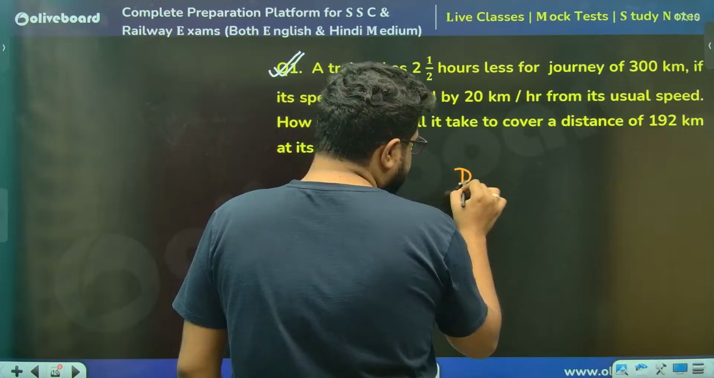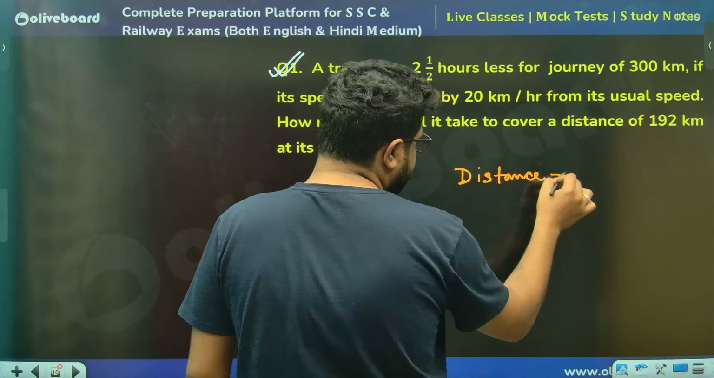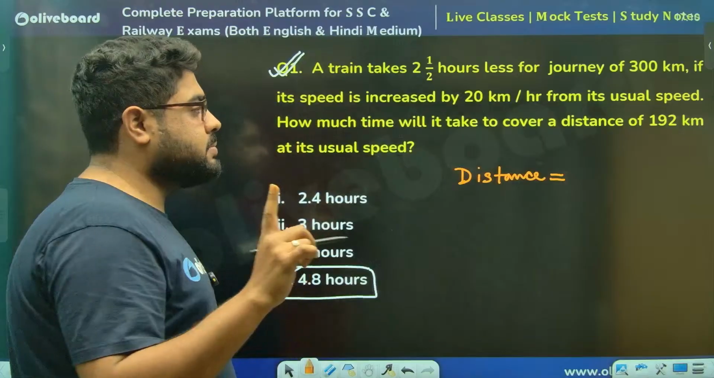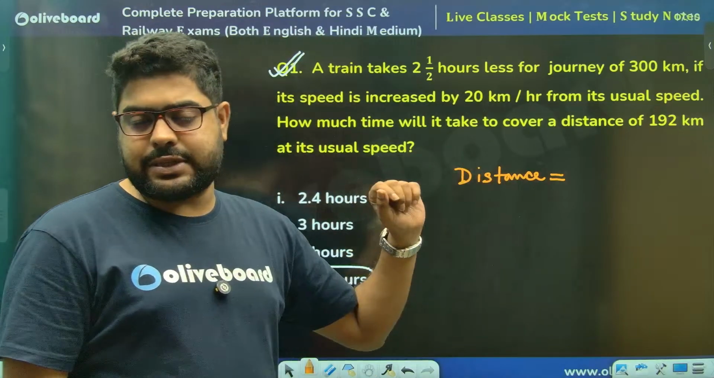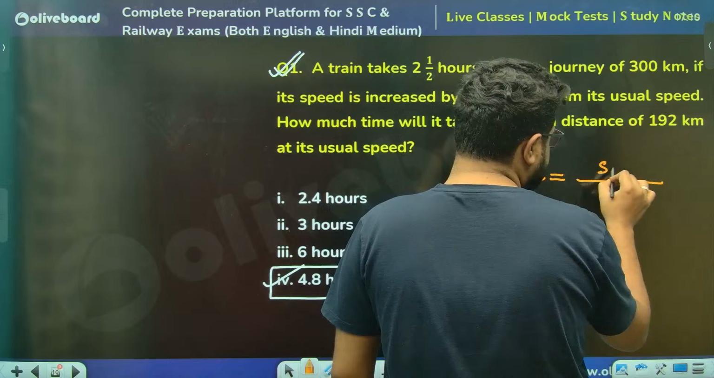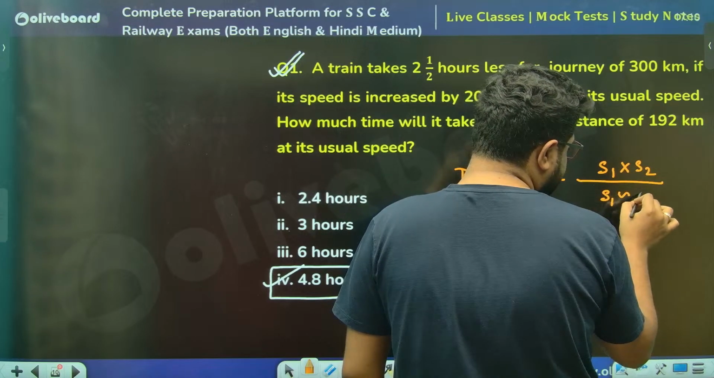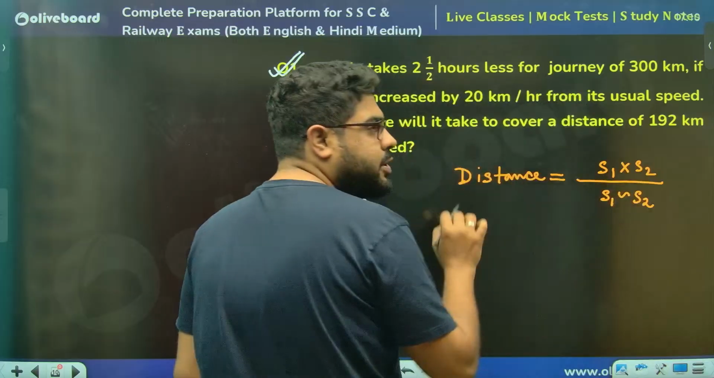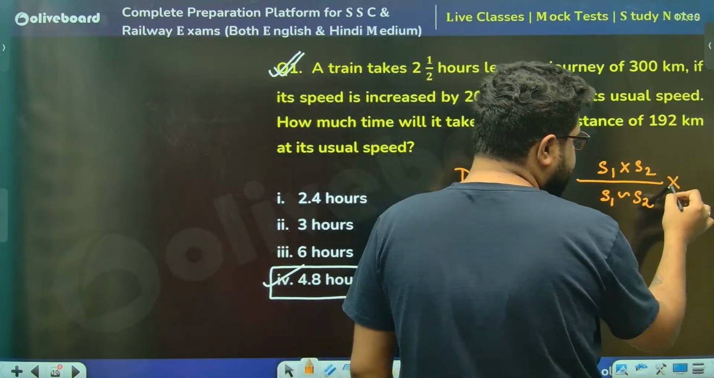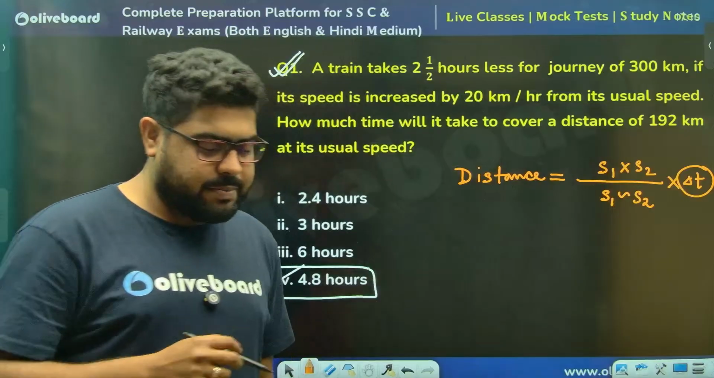The formula says that when distance is constant, the distance can be figured out using S1 multiplied by S2, divided by the difference of S1 and S2, taking only the positive difference, into delta T. Delta T stands for time difference. That's the most important part.